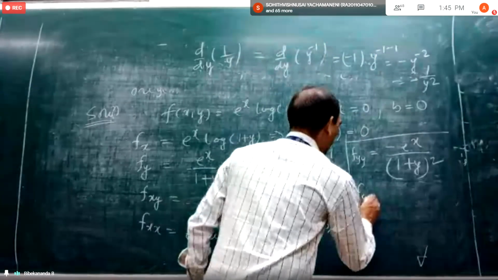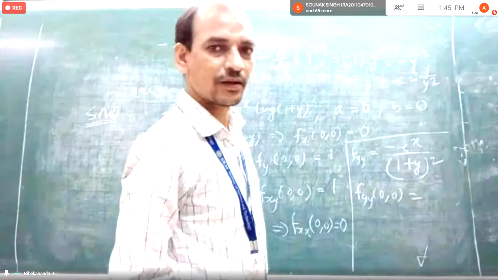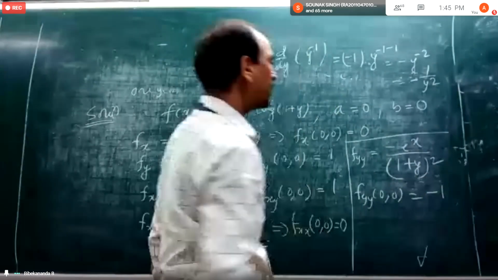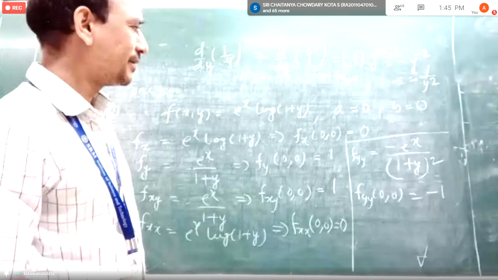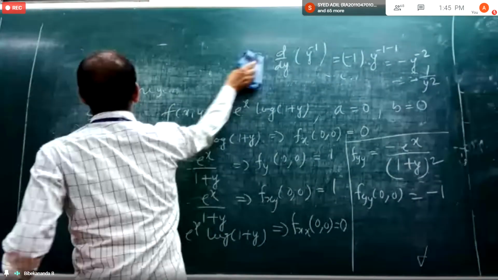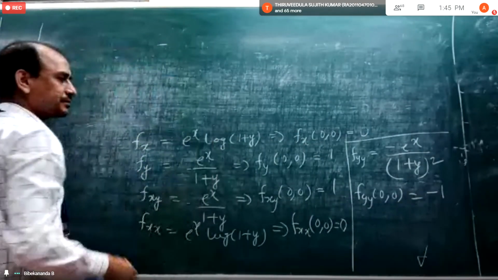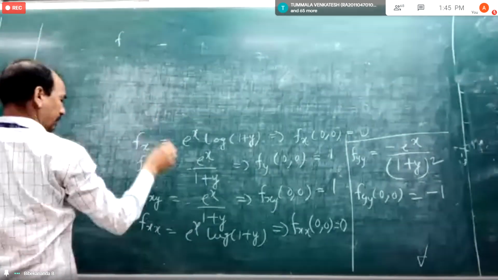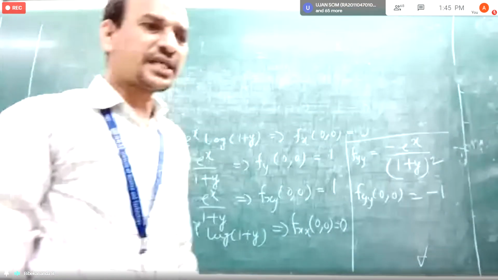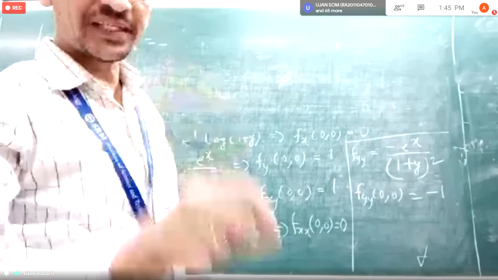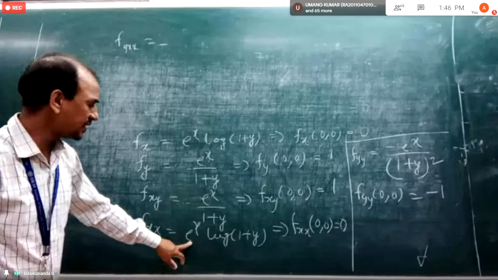Then tell me what will be your fyy at 0? That will be nothing but minus 1. Am I correct? Yes. Then next what we will find out? What is your fyxx? Fyxx means what is the derivative of fxx with respect to y? What is your fxx?